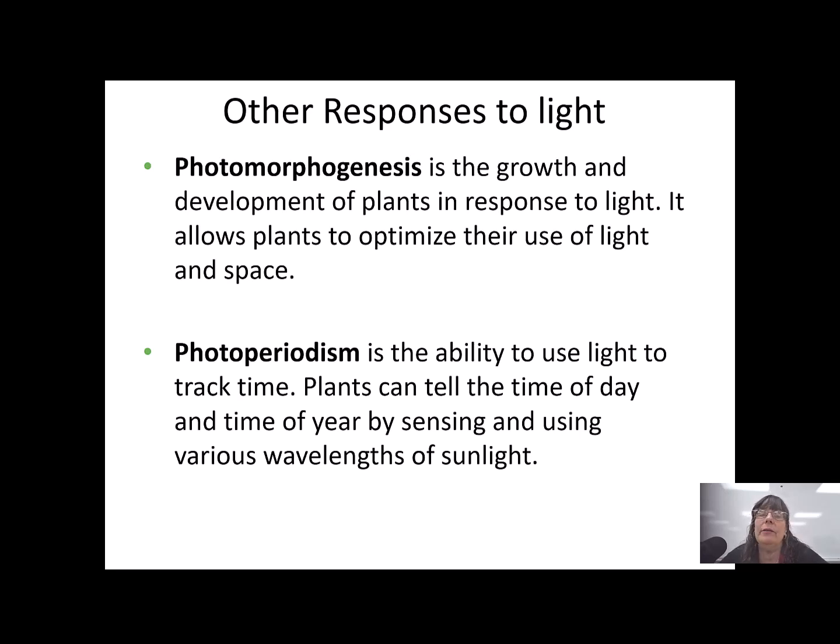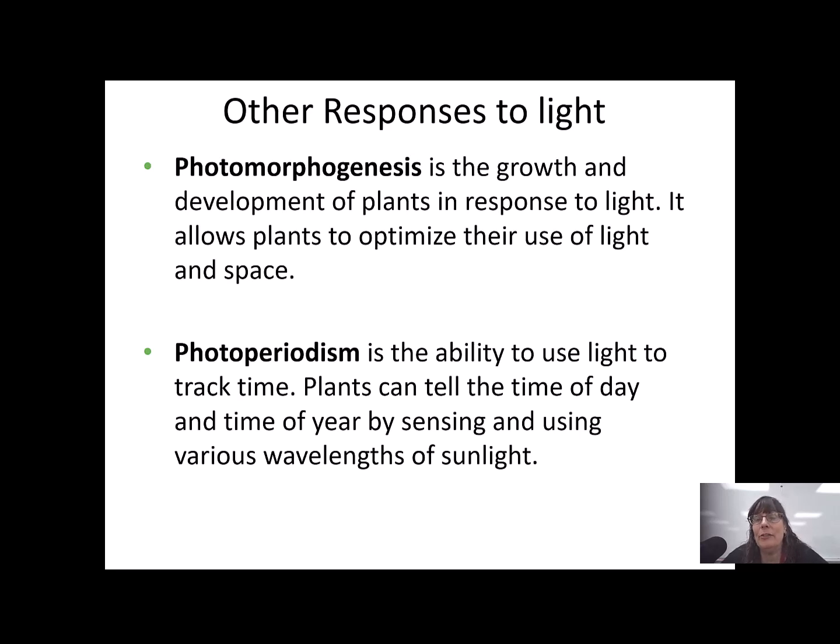And then the other two that you list are photomorphogenesis and photoperiodism. So photomorphogenesis is when the development of plants and the growth of plants is in response to light. So basically, the plant's not going to grow too big if they do not have enough light or space. So it's going to be regulated based on how much light they have. If they have enough light, the plant is triggered to grow bigger unless the space is confined. But this is what allows them to do that.